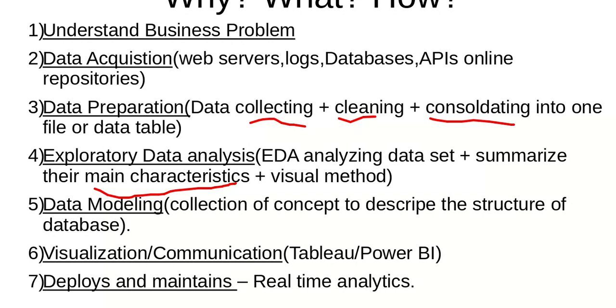It's a collection of concepts to describe the structure of the database, because structure of the database means how each metric relates. For example, on an e-commerce website, each customer, how they purchase a product, and how this product is relevant to another customer. So it has some structure and a relation to one another's data. That is called data modeling. How we do this data modeling, I am going to explain in detail in the next slide.